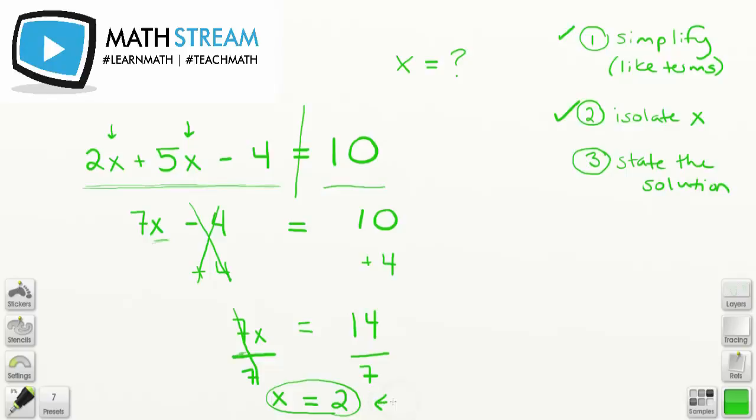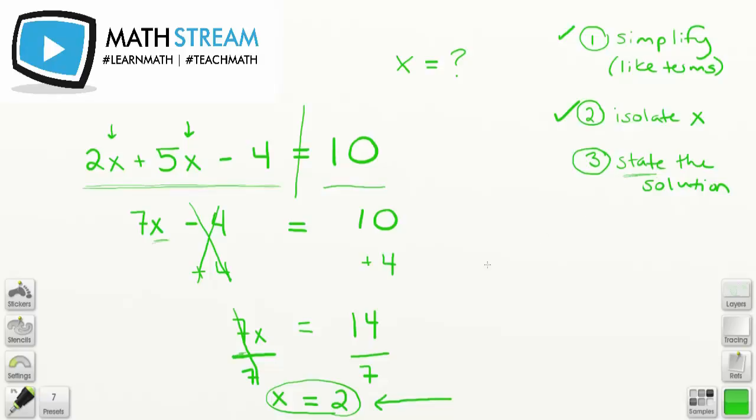And I recommend whenever you're doing work, whether it be homework, classwork, tests especially, circle or box your answer. It helps me as the teacher to be able to see what it is that you are stating as the step 3.